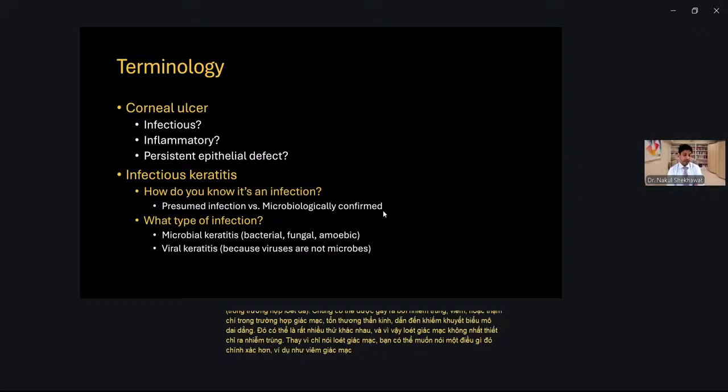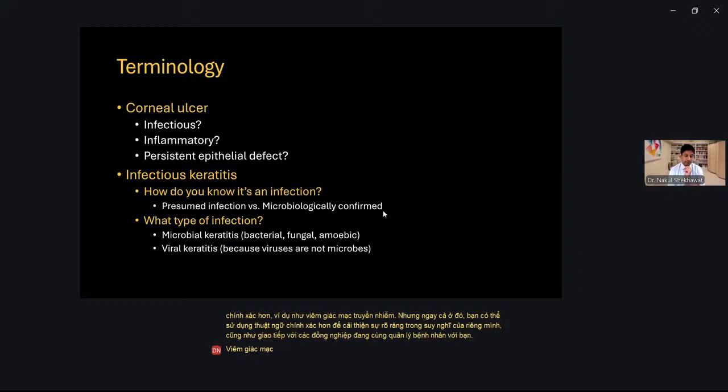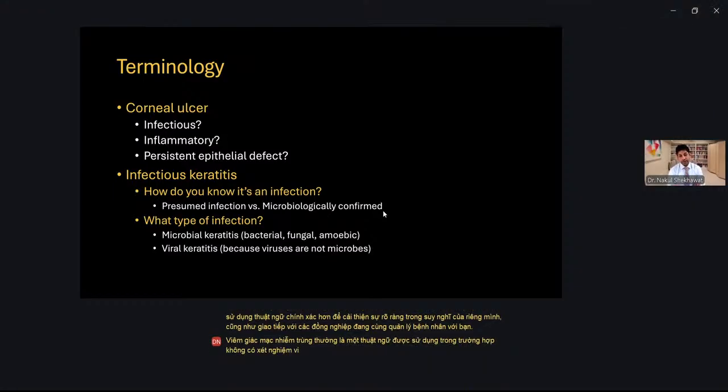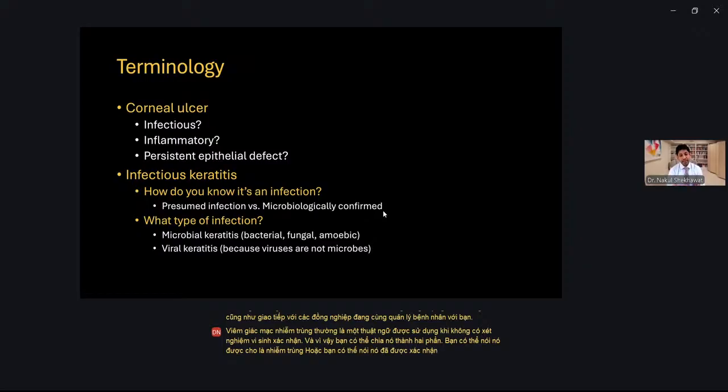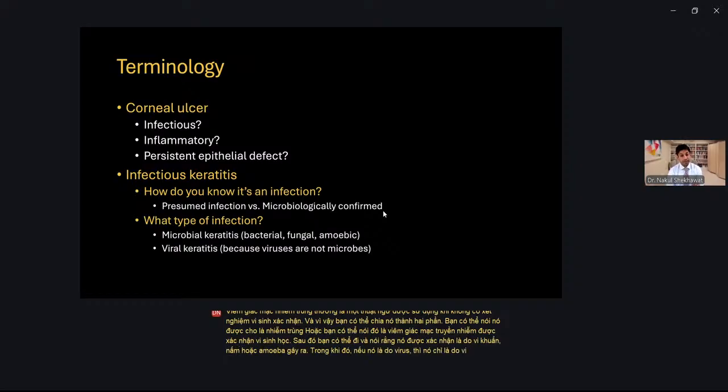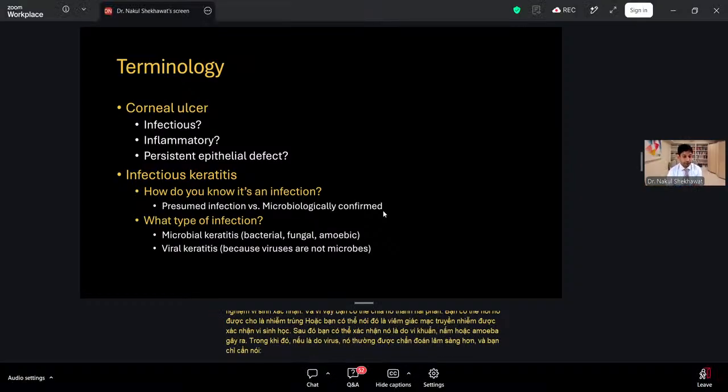But even there, you can use more precise terminology to improve the clarity of your own thinking as well as communication with your colleagues who are co-managing the patient with you. Infectious keratitis is often a term used in the absence of confirmatory microbiologic testing. And so you can split this into two parts. You can say it's presumed infection, or you can say it's microbiologically confirmed infectious keratitis. If it's microbiologically confirmed, you can then say it's confirmed as bacterial, fungal, or amoebic. Whereas if it's viral, it's often more clinically diagnosed, and you can just say clinically diagnosed viral keratitis.